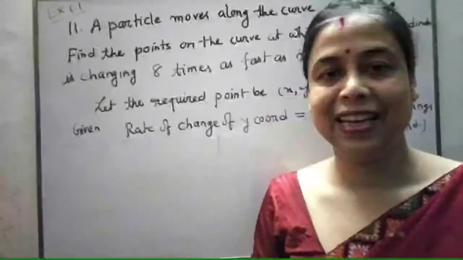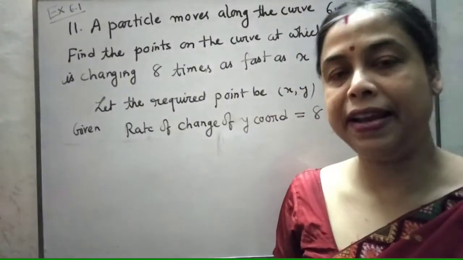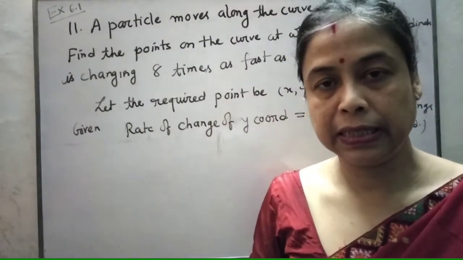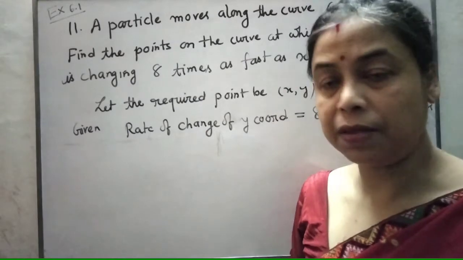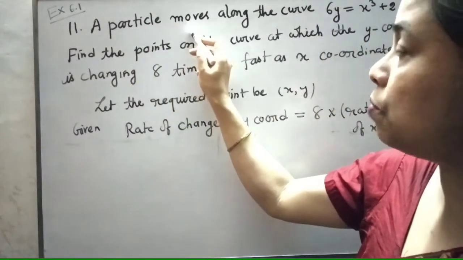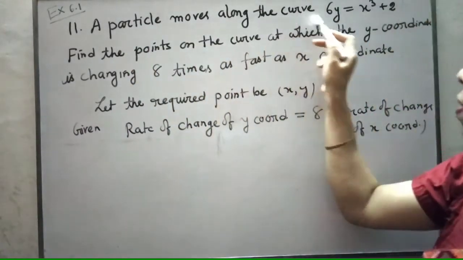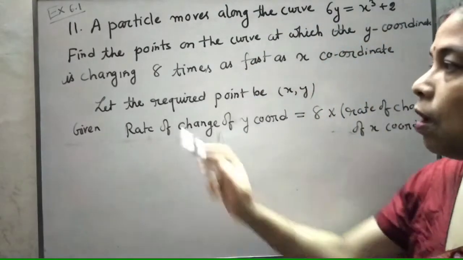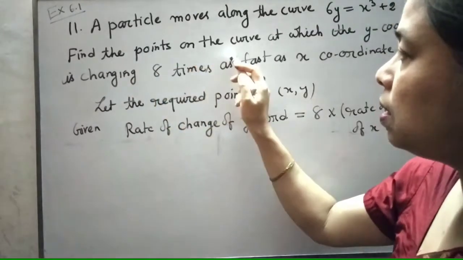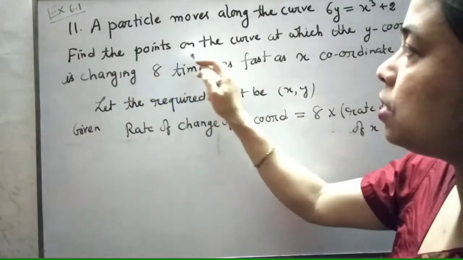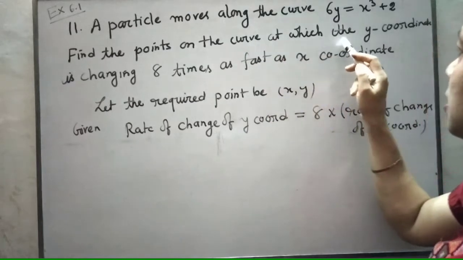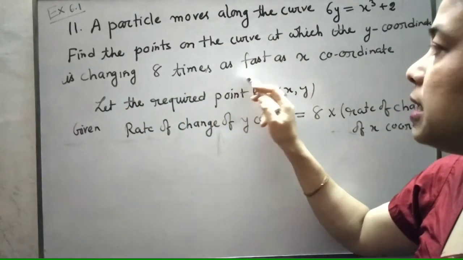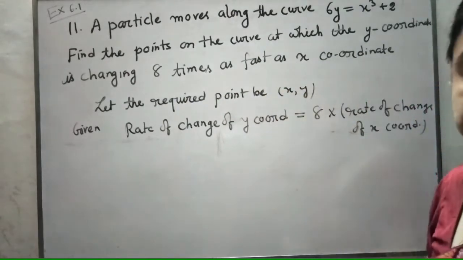Hello student, let us start question number 11 of exercise 6.1. First I read the question. A particle moves along the curve 6y equal to x cube plus 2. Find the point on the curve at which the y coordinate is changing 8 times as fast as x coordinate.